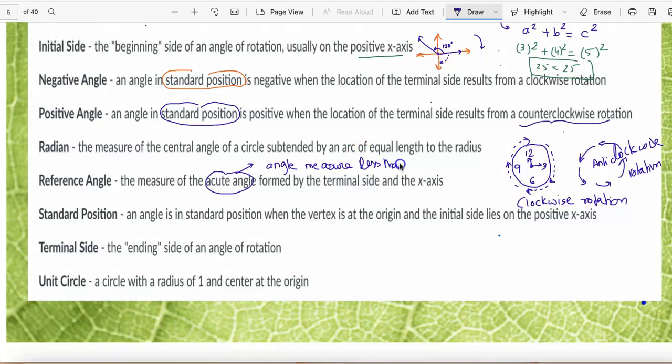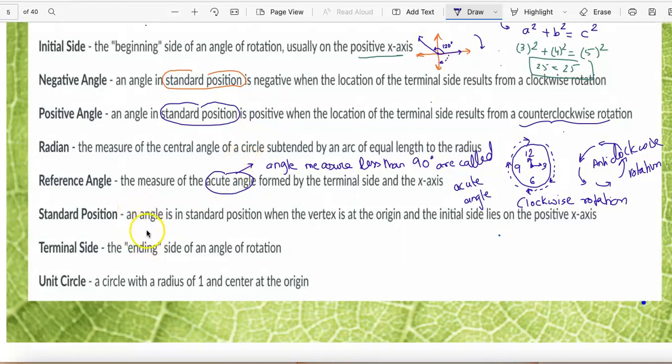Angles with measure less than 90 degrees are called acute angles. Make sure you copy the definitions. An angle which is equal to 90 degrees is called a right angle, and angles which measure above 90 degrees are called obtuse angles.